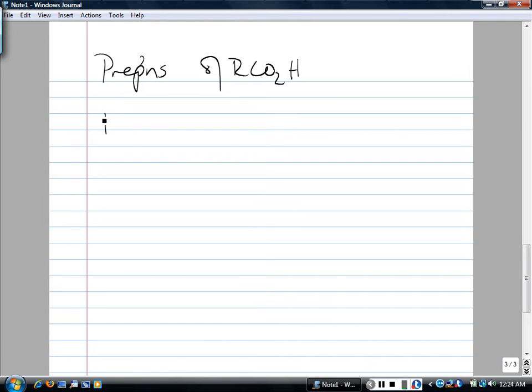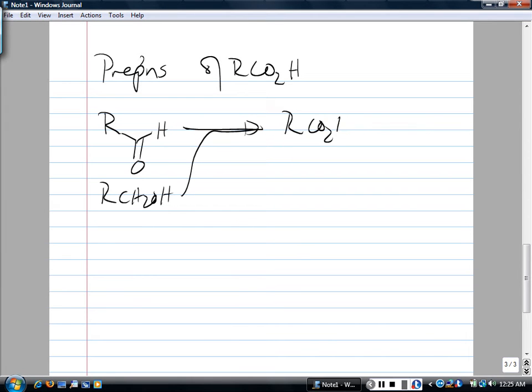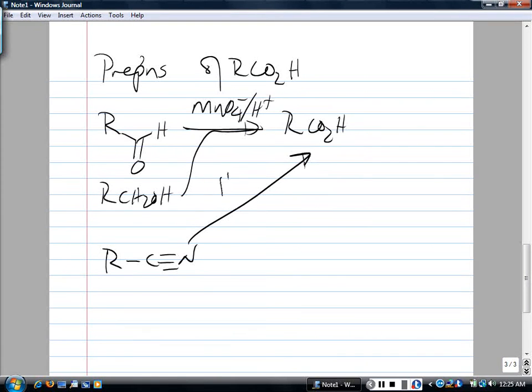We met long ago, I can prepare carboxylic acid from aldehydes and primary alcohols by oxidation. So I can use acidified permanganate, which goes from purple to colorless, and so on. I can prepare them by hydrolysis of nitriles. Right, I just heat it with that.